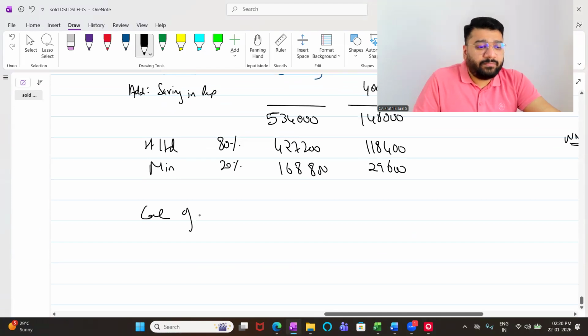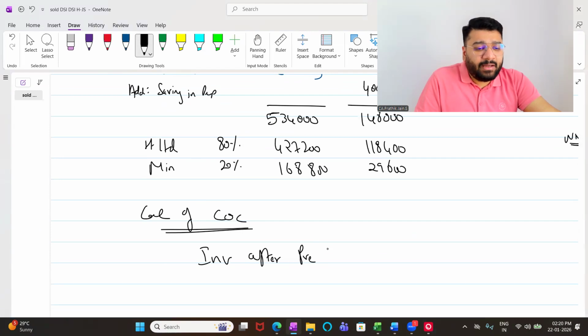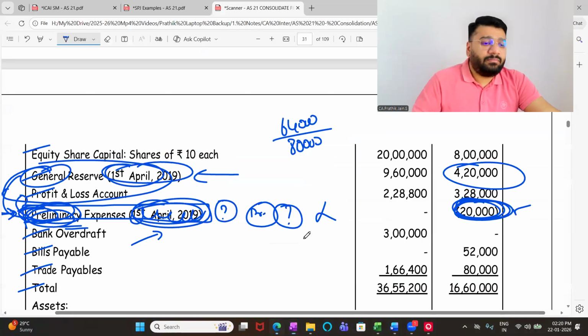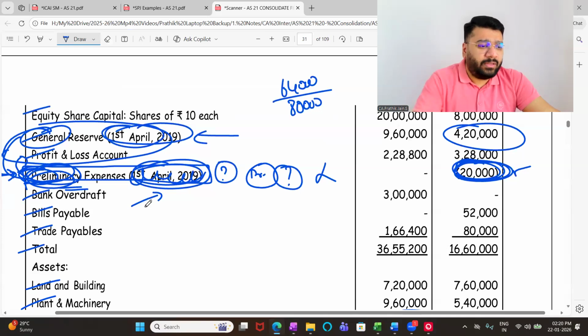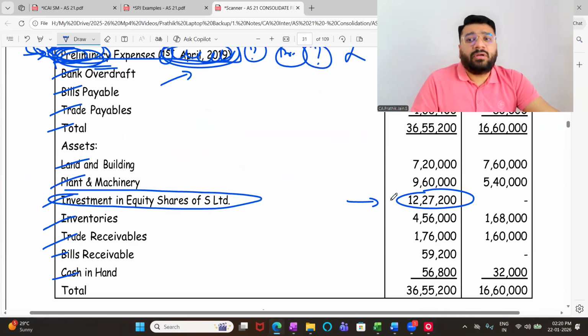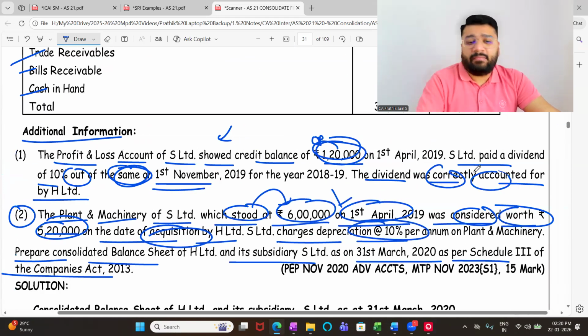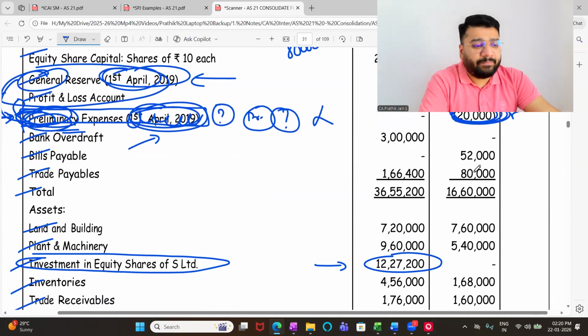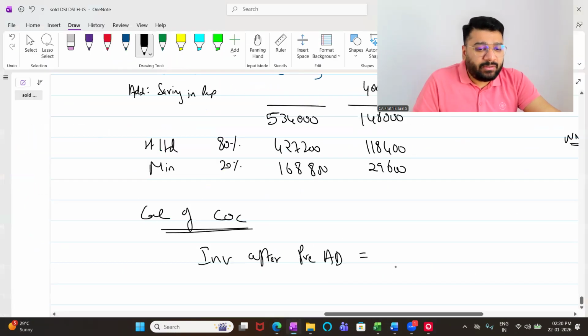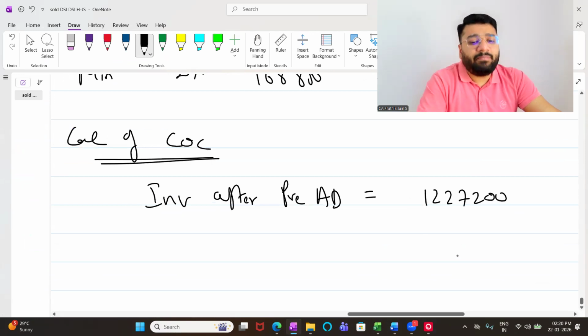Next, calculation of cost of control, goodwill. Investment after pre-acquisition dividend. If you don't mention it like this, it's fine, no problem. How much is it? The question said very clearly that the pre-acquisition dividend is recorded correctly by H Limited. It means they have deducted it from the investment. So 12,27,200 is the investment after adjusting the pre-acquisition dividend.